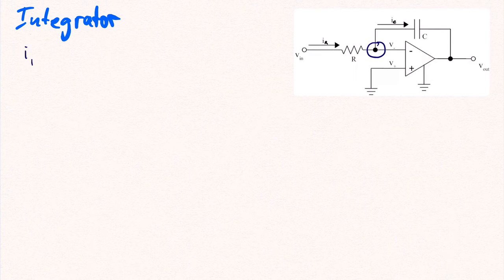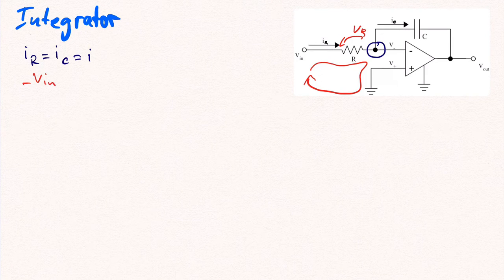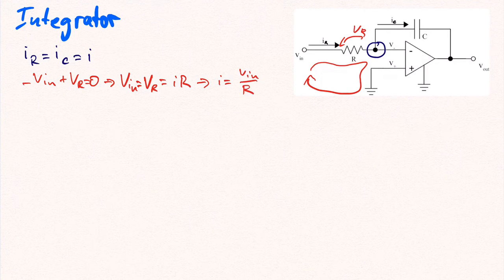This gives us that IR equals IC. Since both currents are the same, we can call them simply I. Next, denote the voltage across a resistor as VR and apply Kirchhoff's voltage law around this loop. This gives us minus Vin plus VR is equal to 0. Hence, Vin has to be equal to VR, which by Ohm's law is equal to I times R. This yields the expression for the current I is equal to Vin divided by R.